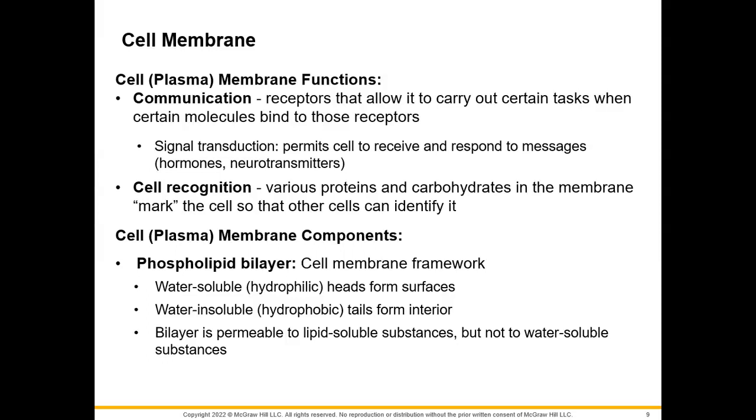The other plasma membrane function is cell recognition. Various proteins and carbohydrates in the membrane mark the cell so that other cells can identify it. A white blood cell can go into a tissue like the liver and recognize that these cells belong in the liver, that they're performing the functions that are appropriate due to the surface markers found on the cells. This helps us in identifying foreign cells or invading cells, like from cancer.